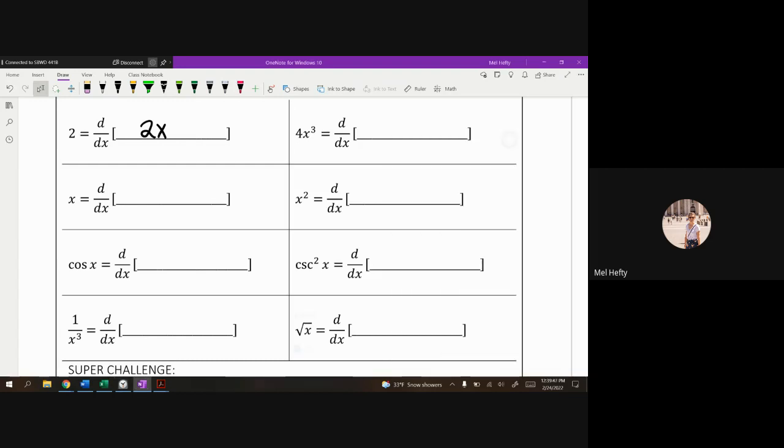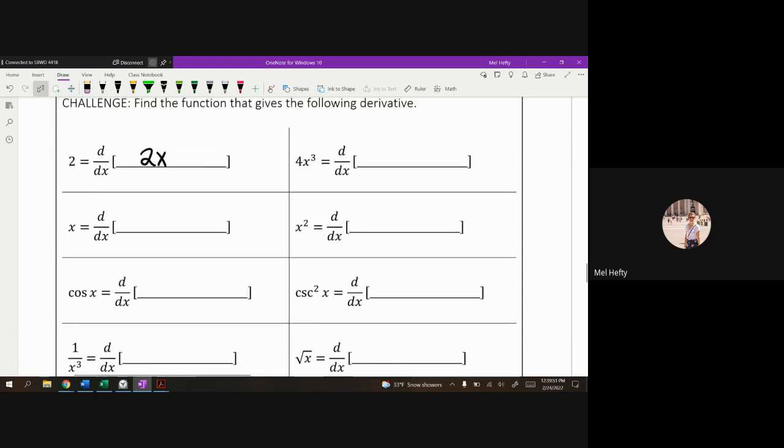Anyone feeling confident about any of them? The second one, what did you think for the second one, Herbie? X to the 4th. Does that work, everyone? We bring down the 4, we subtract 1, 4x cubed. All right, cool. I like it.